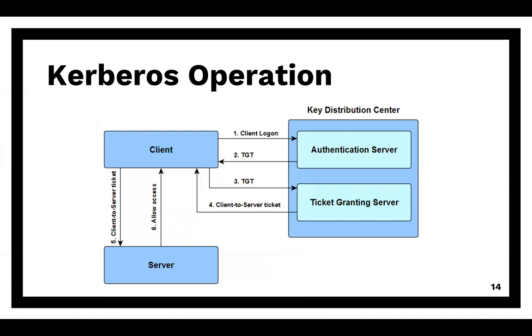This image shows the simple operation of Kerberos. Key Distribution Center, or KDC, is the core of Kerberos operation and what issues tickets to the machines to talk to each other. In this example, you see the client wants to talk to the server, but has to get its permission from Key Distribution Center first.